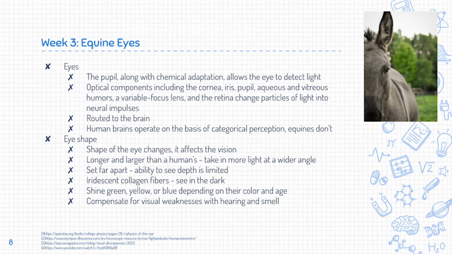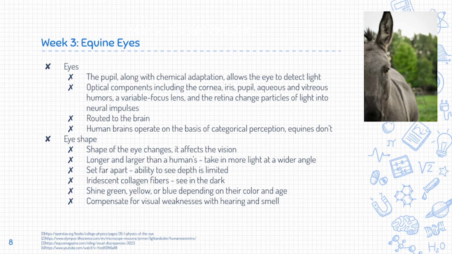Once the light enters, a variety of optical components changes particles of light into neural impulses. Those impulses are then routed to areas of the brain that interpret and identify what we see. The shape of the eye is very important in keeping things we see in focus. If the shape of the eye changes, it affects vision.